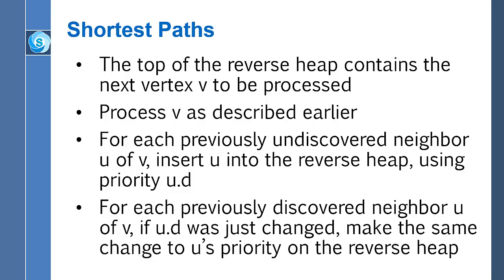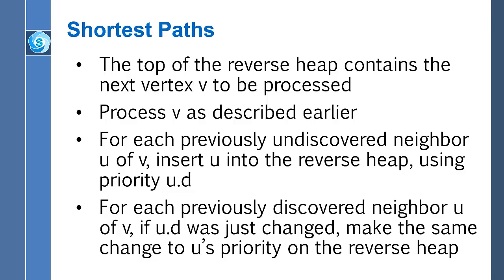But if we encounter a neighbor U of V that was previously discovered, that means it's already in the heap, and it already has some finite value for U dot d. We might or might not change that value of U dot d, as we discussed earlier. If V dot d plus the weight of the edge from V to U is less than U dot d, then we have to change U dot d.